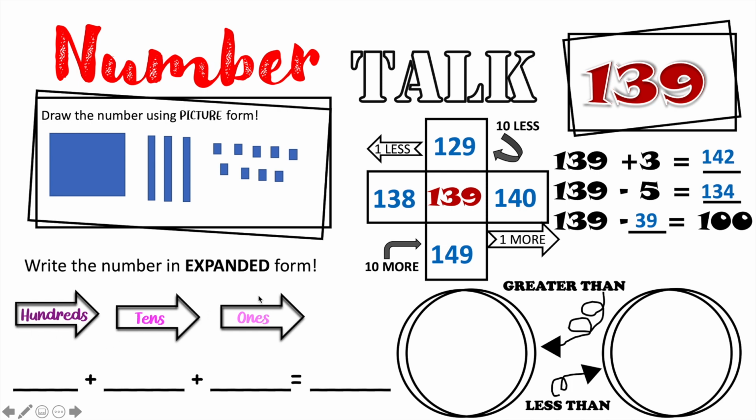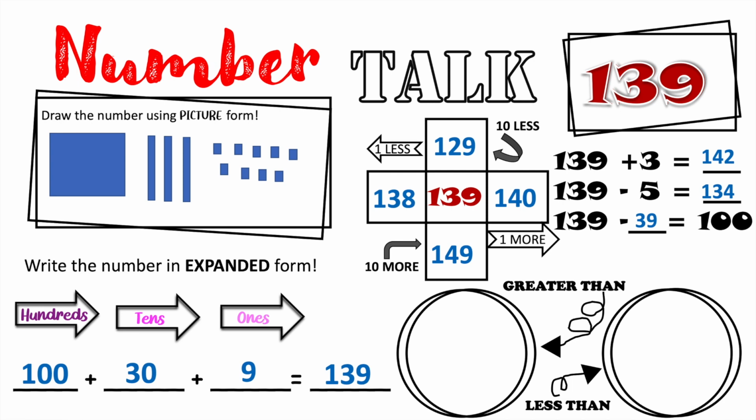Let's write the number in expanded form. Do we have any hundreds? Yes, we have one group of 100, so that would be 100. We have three groups of 10, 10, 20, 30, that would be 30. And we have 9 ones, that would be 9. Therefore, 100 plus 30 plus 9 equals 139.